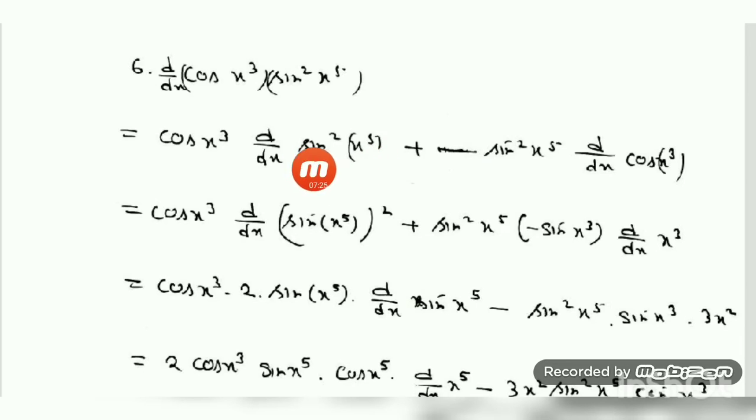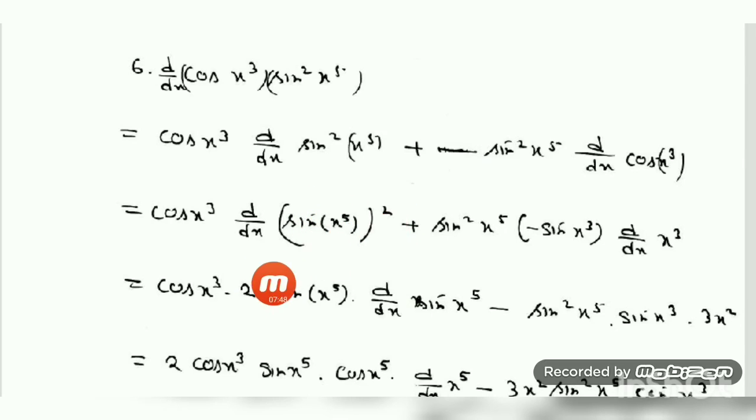So what to do? Sine of x to the power 5 whole square, because constant power is the only formula that you try to remember, x to the power n. Sine square x to the power 5, here I can think of it as x, it becomes the cos of x formula. Cos of x is minus sine x, but you are thinking x cube as x, so take the derivative of x cube.